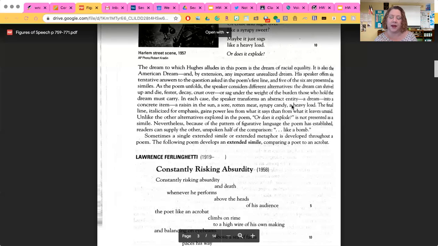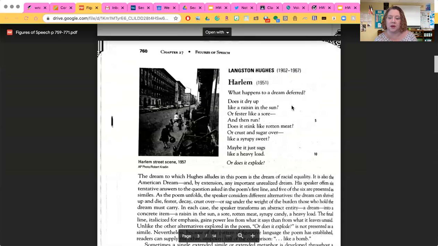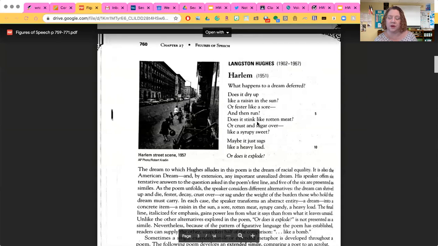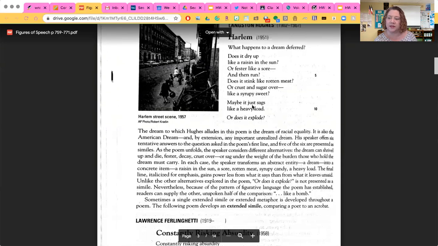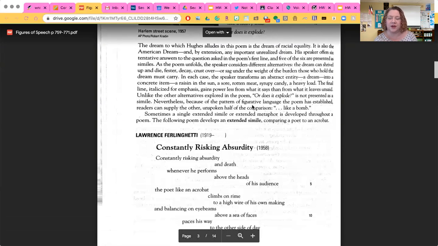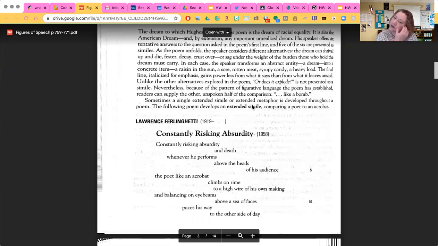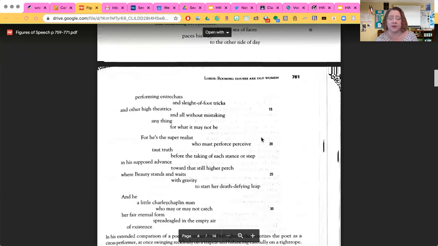Like the example that they have here, these metaphors here. It's not like a dream deferred is like a raisin in the sun. It's that it is, right? It's a direct comparison. So I don't know, sometimes when you're writing about comparison, those things can come up and you can consider what's being compared in metaphor versus what's being compared in simile. So then they walk you through several different examples.